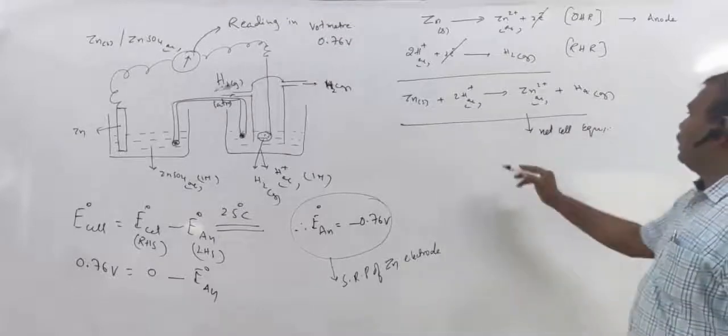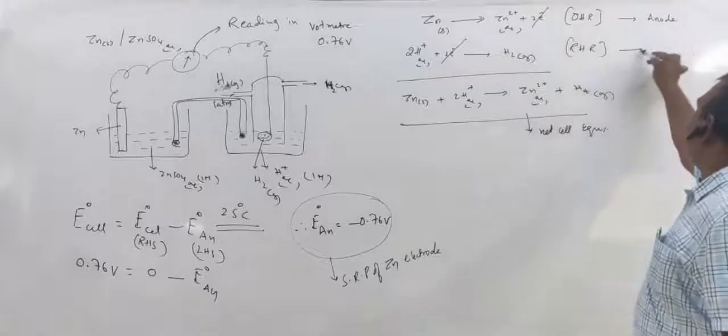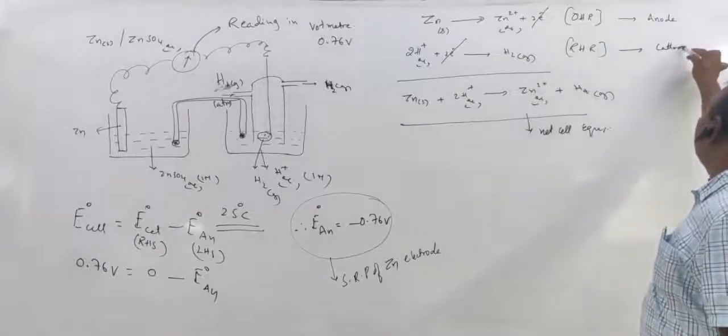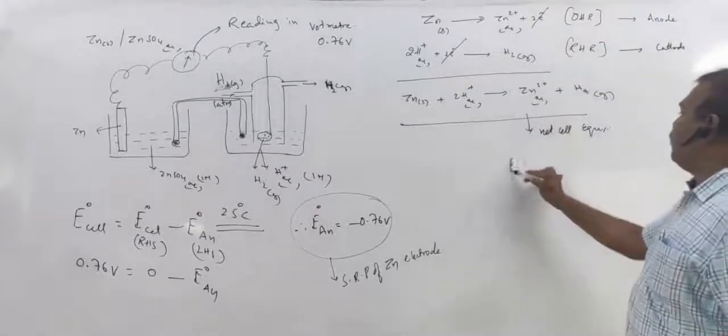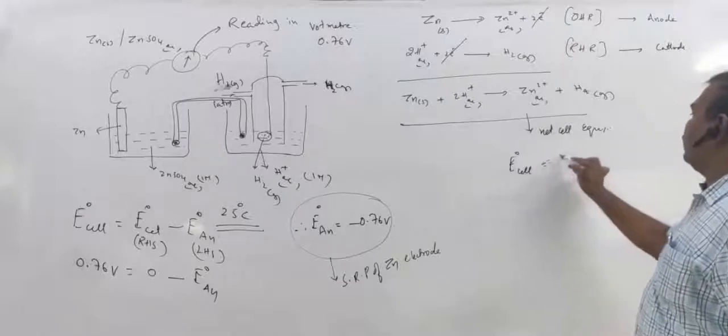Now see once again, zinc is anode, hydrogen is cathode. So what is the formula used to calculate the EMF of the cell? E naught cell is equal to E naught cathode minus E naught anode.